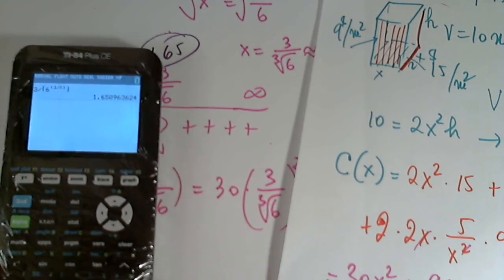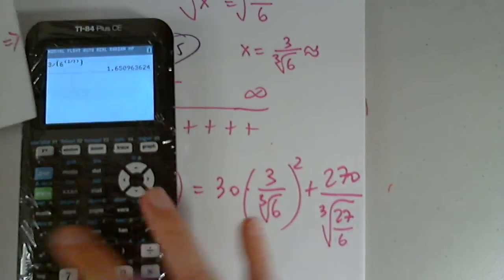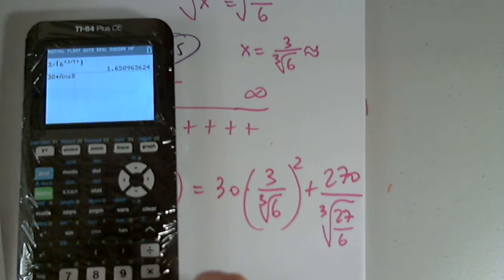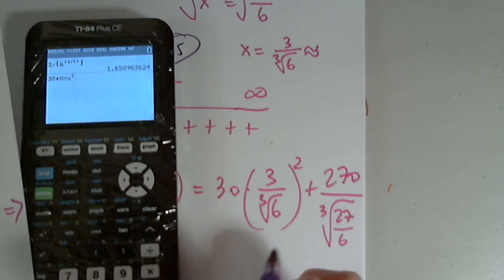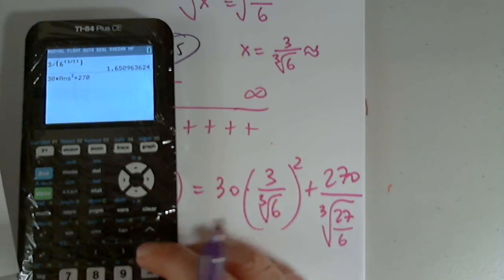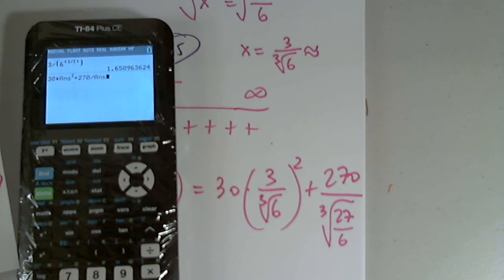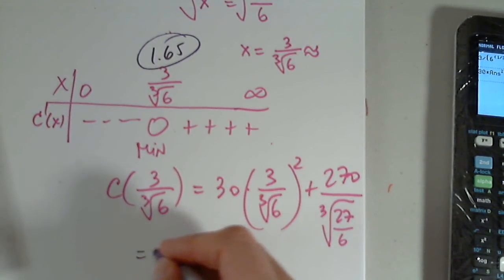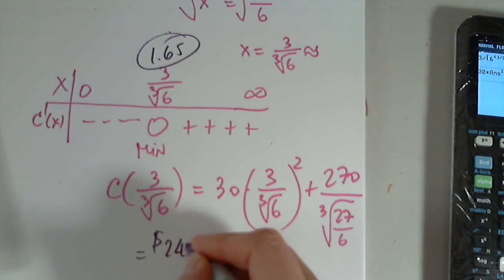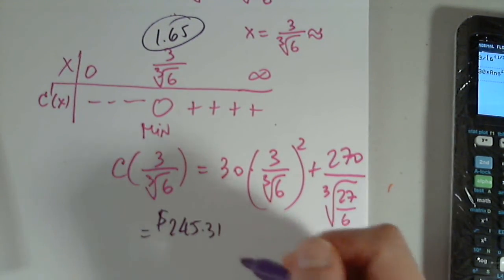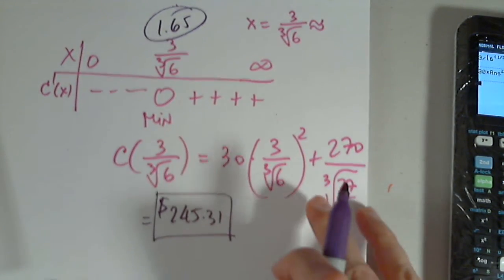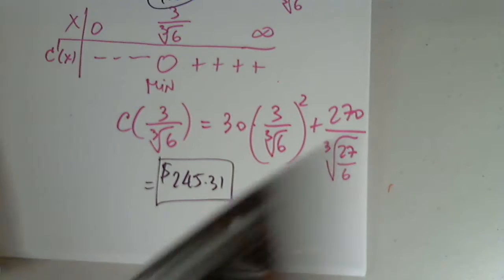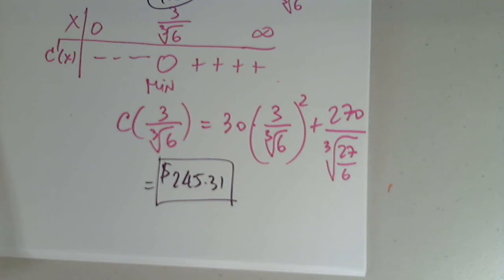And here I want 30 times the previous answer squared, and then plus 270 divided by the previous answer. And I get 245.311, so $245.31. And that will be the minimum cost.